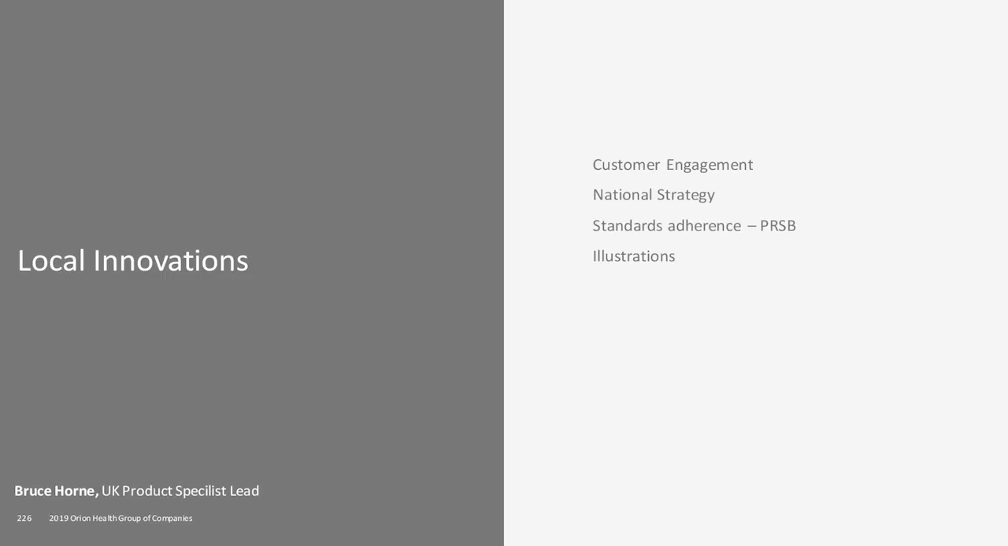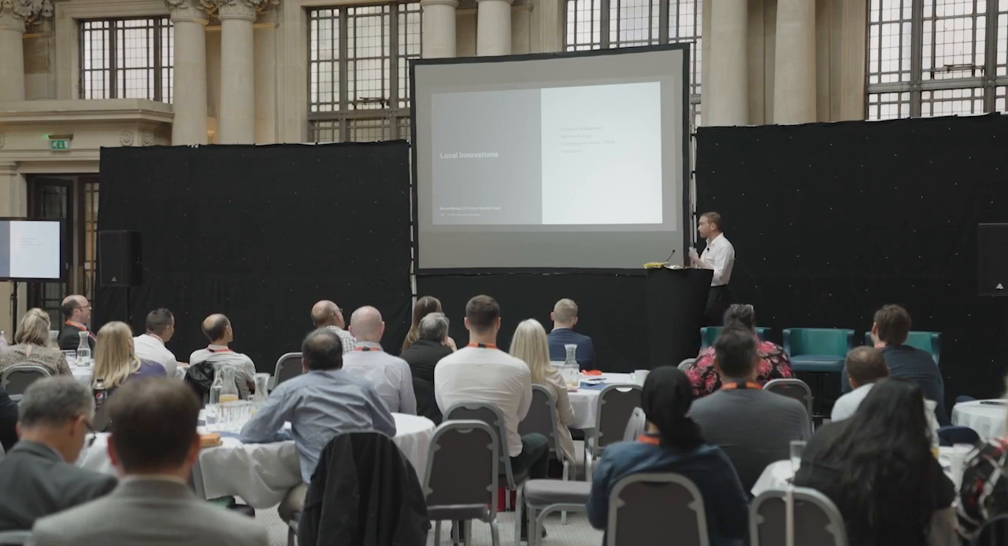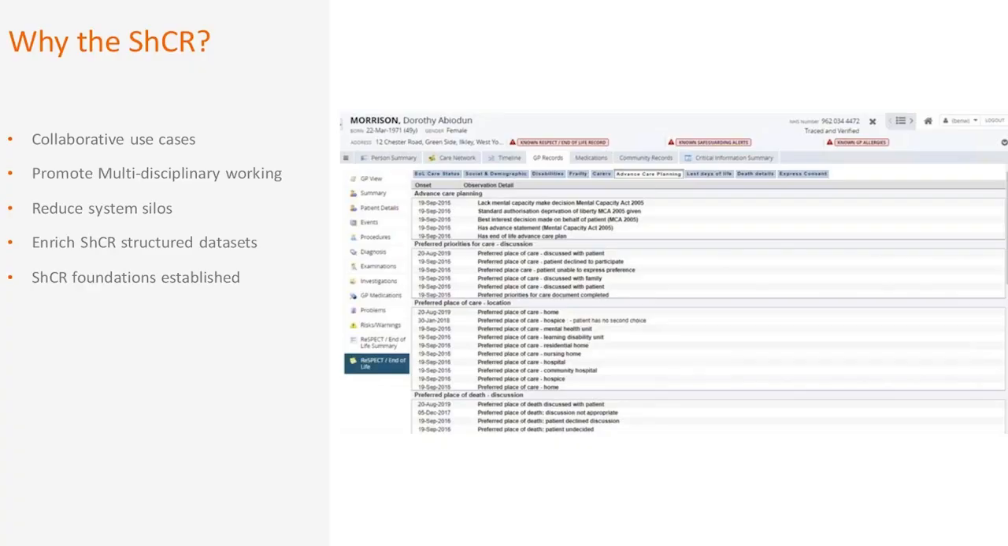Okay, right, now a few slides on local innovations. So to inform some of that stuff, we have conducted quite a lot of customer engagement, aimed to adhere to national strategies where we can, so the long-term plan, for example, and also key on our minds is standards adherence, in particular those of the PRSB from whom we heard from earlier. So, for example, we've recently engaged with them to discuss palliative and end-of-life care plan standards. So I'm going to talk through why we think that's a good idea and some examples.